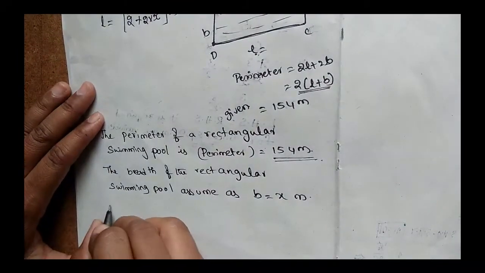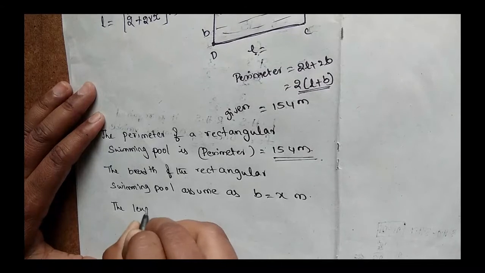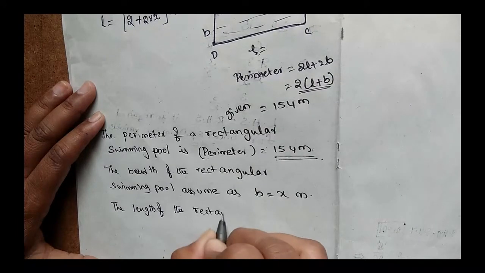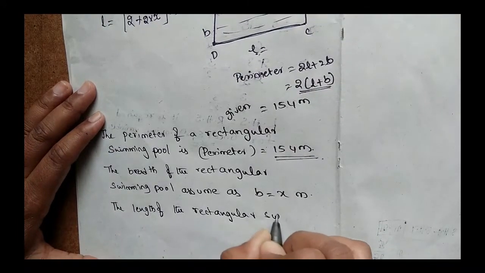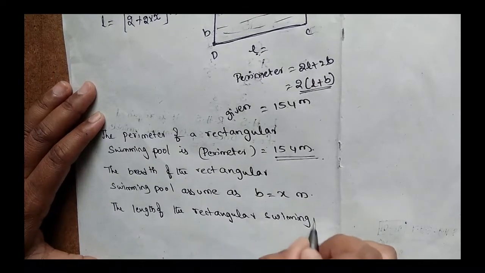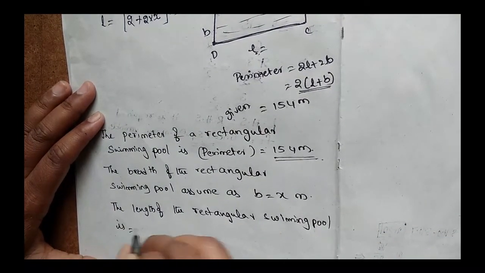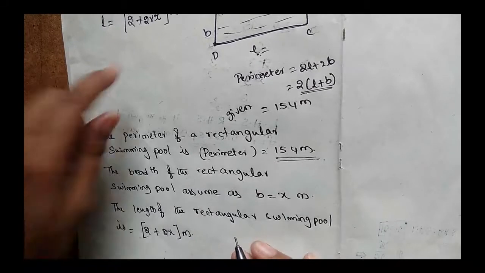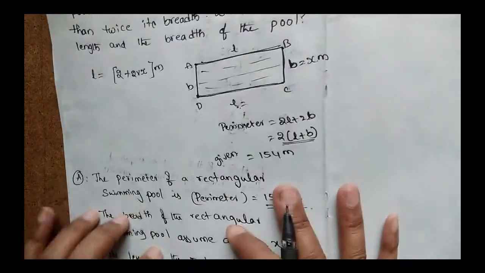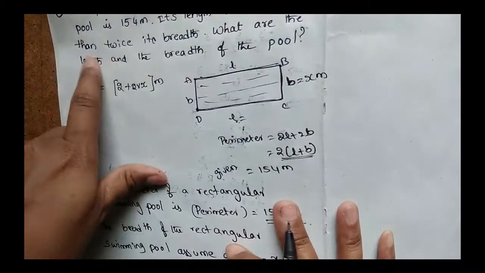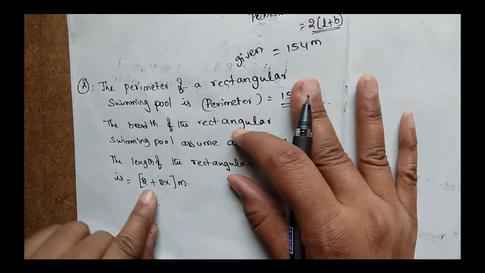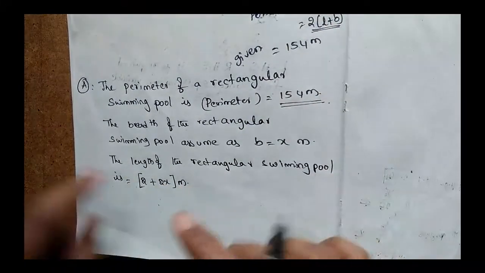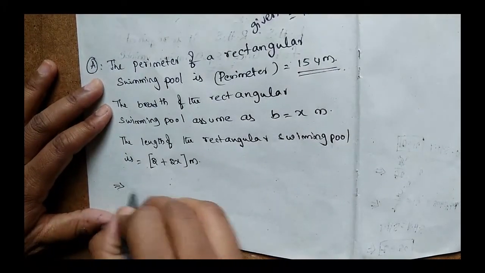Next, moving to the length. The length of the rectangular swimming pool is 2 plus 2x meters, because it tells us the length is 2 meters more than twice its breadth. So we are writing 2 plus 2 into breadth, and it is in meters. Now for the conclusion, we have to find it with the equation.